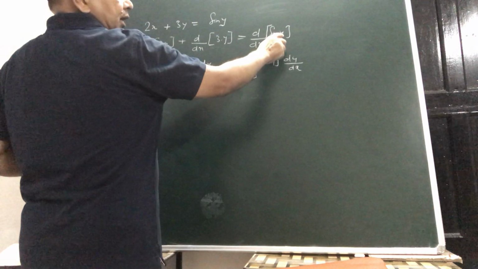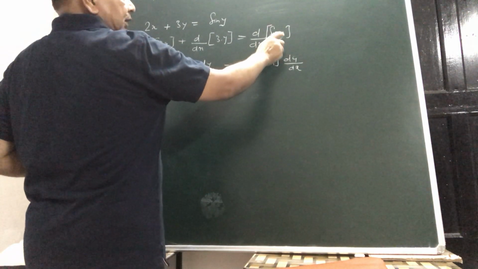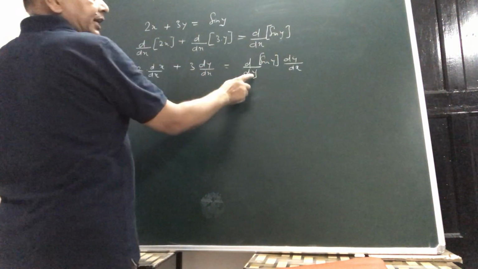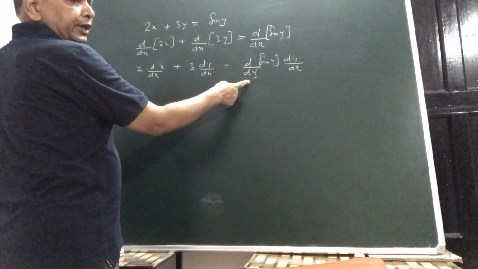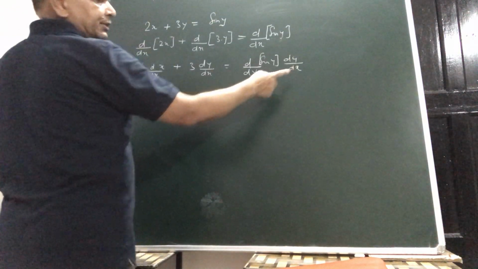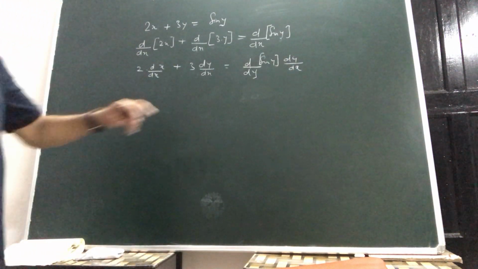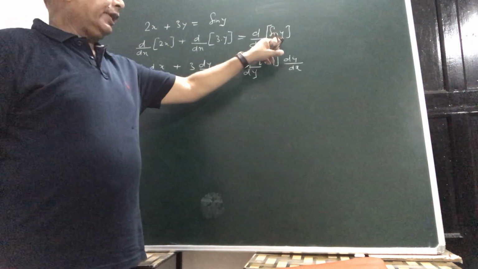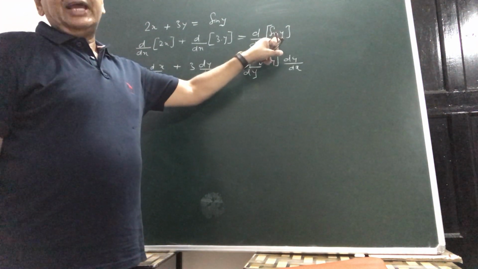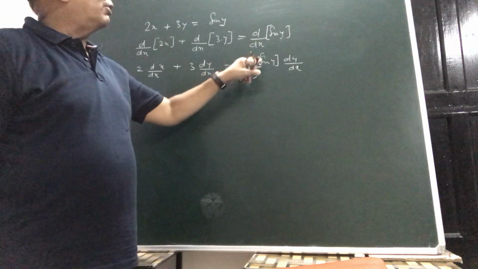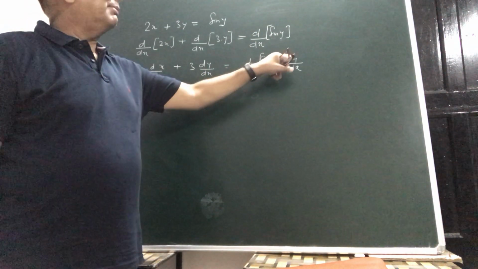Your function sine y is this thing. So first you differentiate with respect to the internal function, and then that internal function is differentiated with respect to x. Okay, so either you put y equal to t, and then you can write d upon dt of sine t and dt by dx.